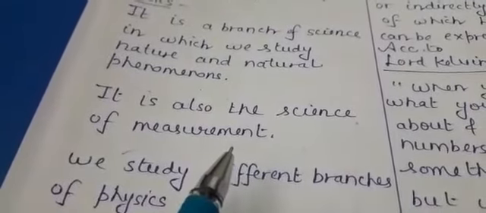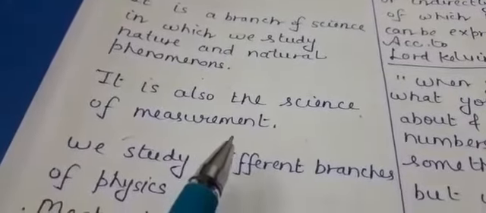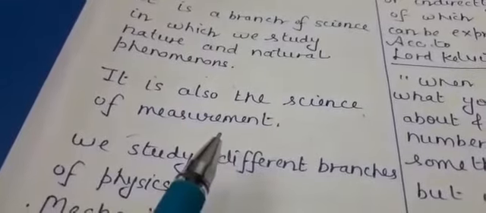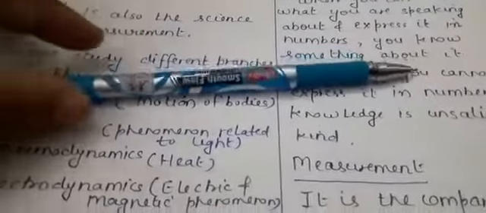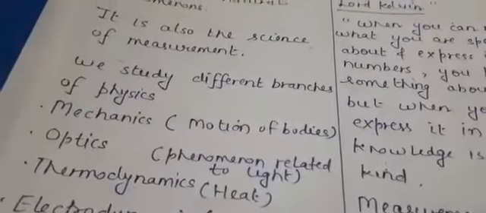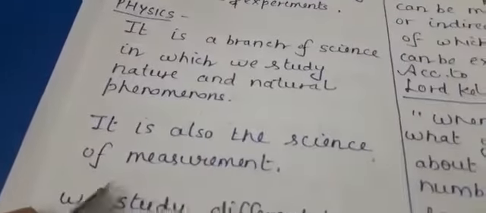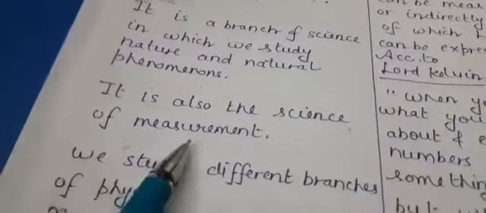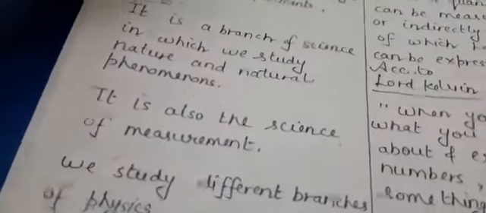When you look at the clock, you say time is passing, 1 hour, 2 hours. When you measure your mass or weight, you are doing a measurement. When you have a pen in your hand and you want to measure its length, you will use a ruler, a scale, and with the help of it, you will do the measurement. So what is all this? This is measurement. That's why we take physics as a branch of science in which we study nature and natural phenomena, and it is also the science of measurement where we can measure different quantities. Physics is a vast branch of science.